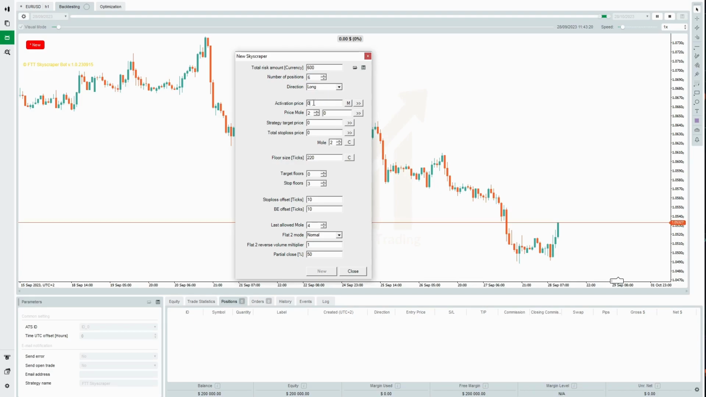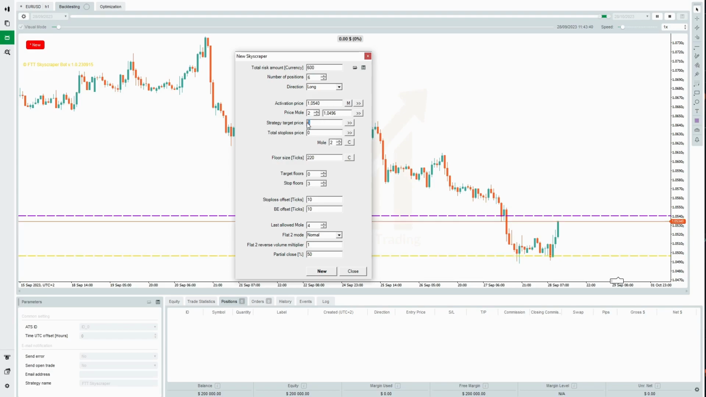We want an activation price of 1.0540. Look, if I click on the arrow button I can click directly into the chart and select a price. I can't quite get it right, so I'll write it out manually. Mole 2 will be at the turning point where the buying activity started, at 1.0496. We'll set 1.0630 as the total profit target according to the analysis.